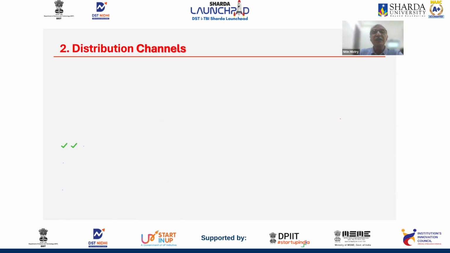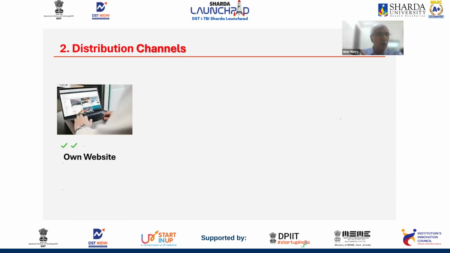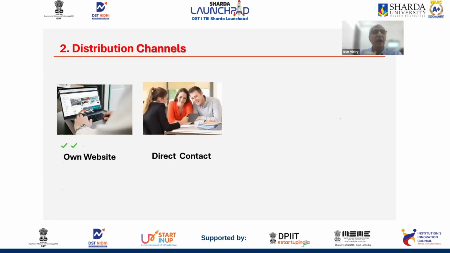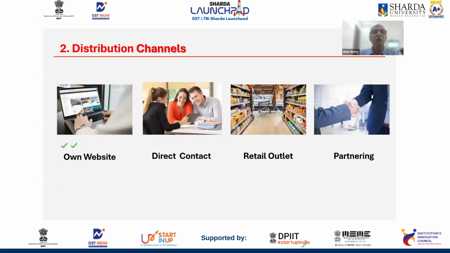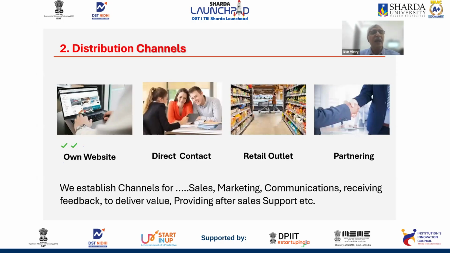Now what kind of distribution channels are there? One could be your own website, second could be direct contact, third could be a retail outlet, and fourth could be a partner. That means you partner or collaborate with someone. So through a channel, we establish sales activity, or marketing or communication, or receiving feedback, or delivering value, or providing after-sales support. So these are the purposes or the basic functions.